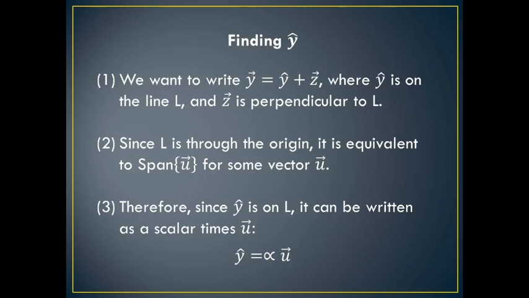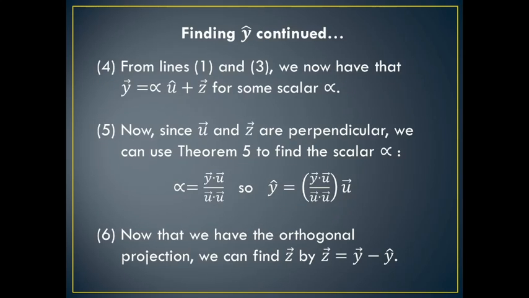Now what I'm going to do on the next slide is combine steps 1 and 3, and I'm going to substitute the alpha u in for y hat into the equation in line 1. Okay, so from lines 1 and 3, we have now that our original vector y is equal to alpha u plus z for some scalar alpha. And that should be an arrow over the u, not a hat. So I substituted in the alpha u for the y hat.